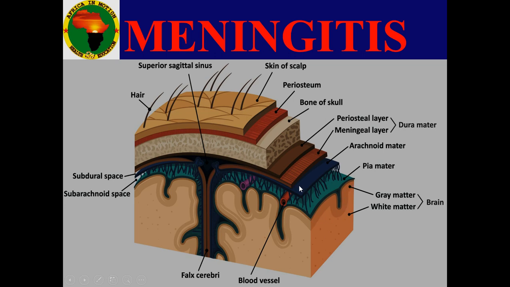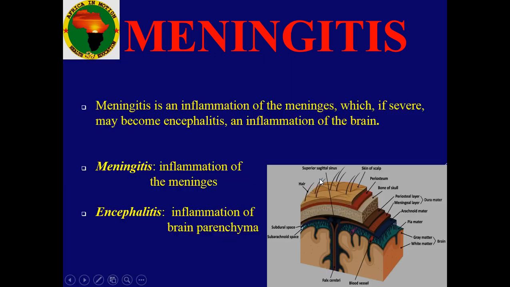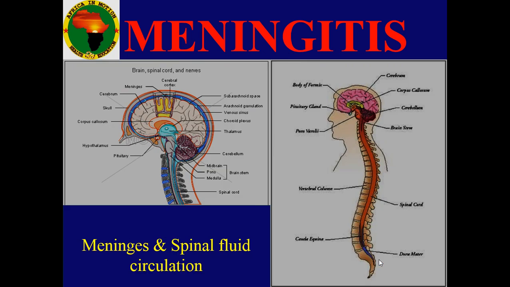So any infection that will affect these membranes will be called what? Meningitis, because the membranes are inflamed. Itis means inflammation. Meninges, meningitis. Now, if it affects the lower part, the parenchyma, it will be called encephalitis, because it is inflammation of the brain tissue.